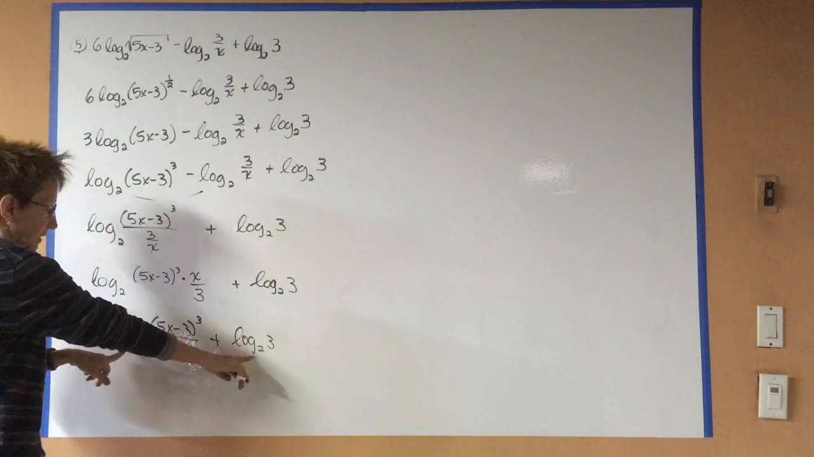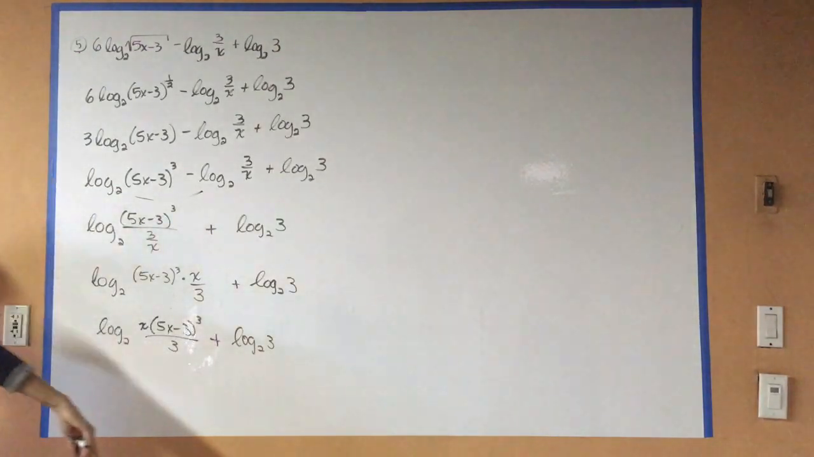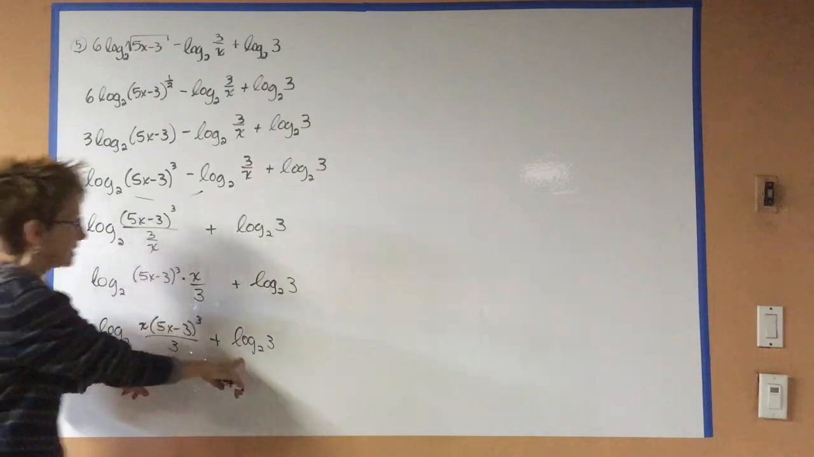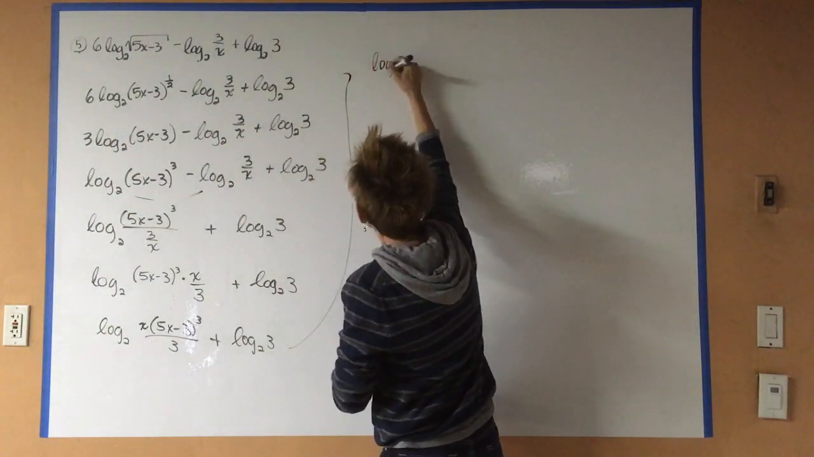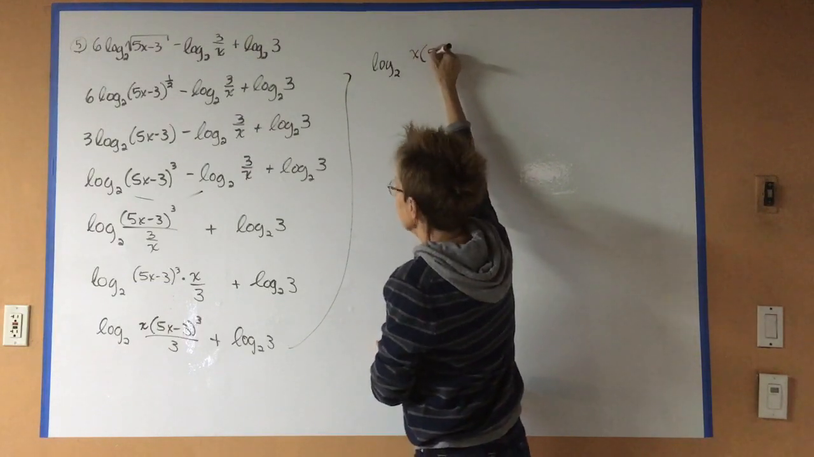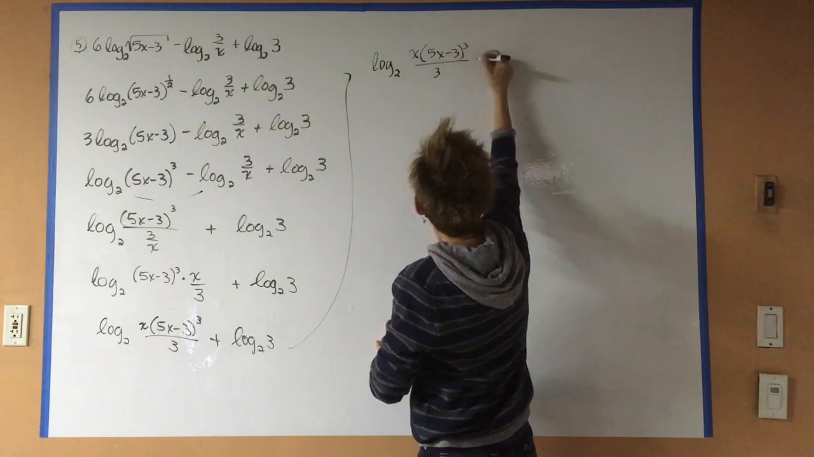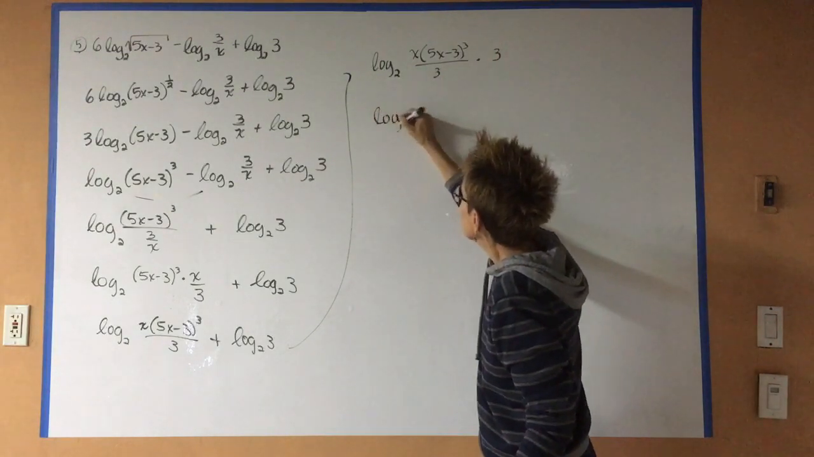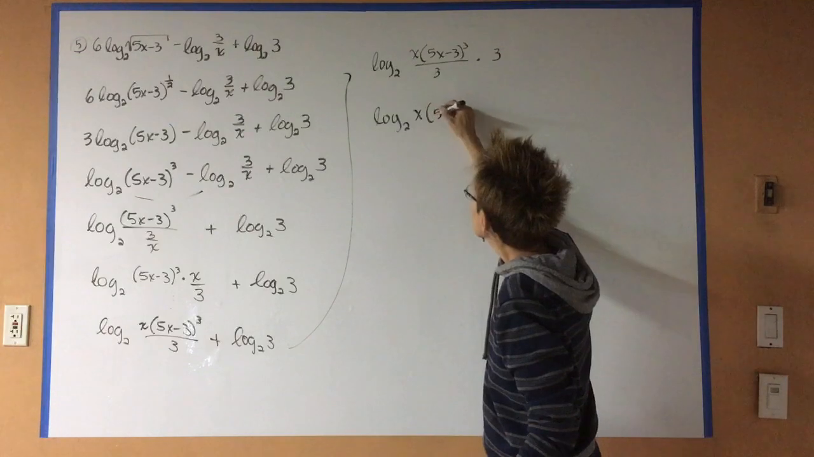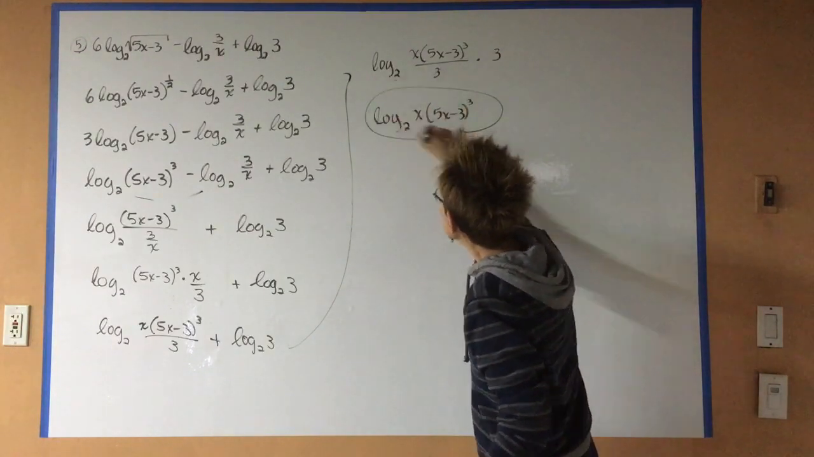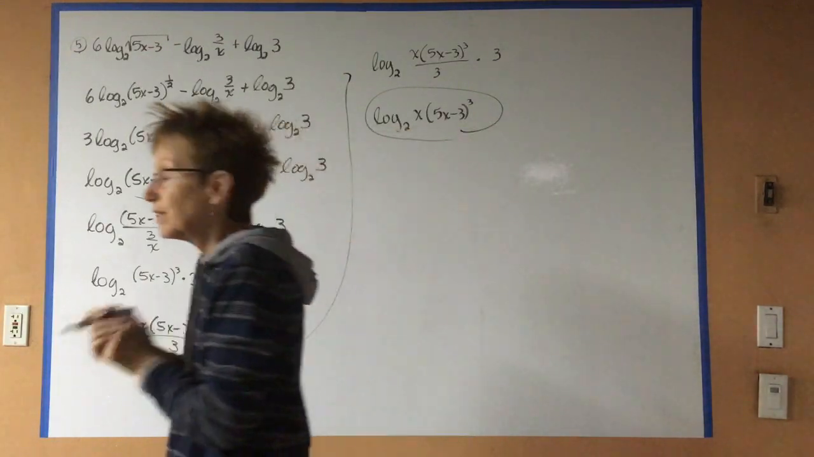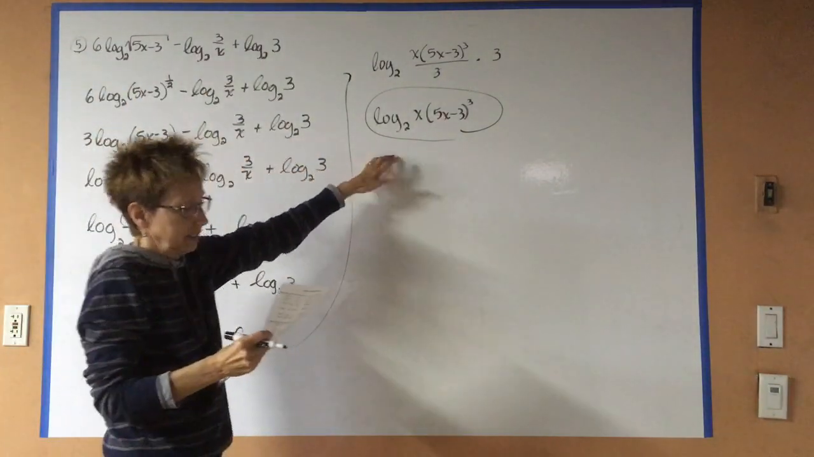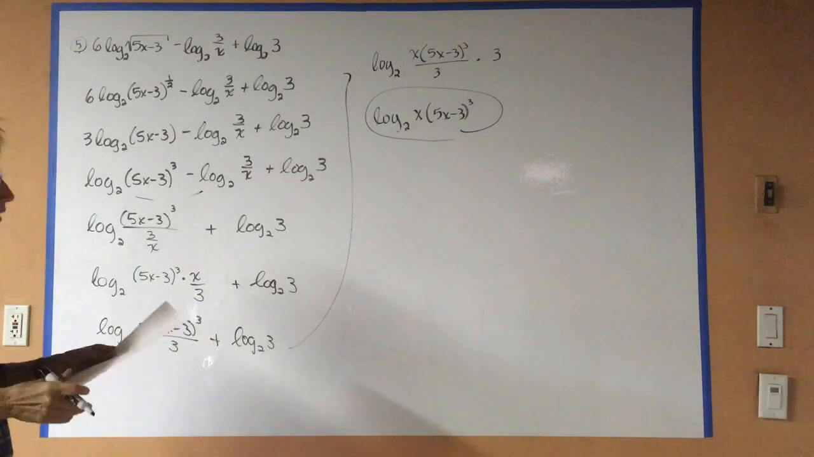If I have 2 logs adding that have the same bases, I can use that property number 4 or 3, which one is it? Property 4, and put these together as log base 2 of x times (5x minus 3) cubed over 3, times 3. And this time something does cancel, my 3's cancel, so my final answer here is log base 2 of x times (5x minus 3) cubed. There it is, a single log, which makes it easier for me to solve a log equation. I manipulated that mess into this single log right here.